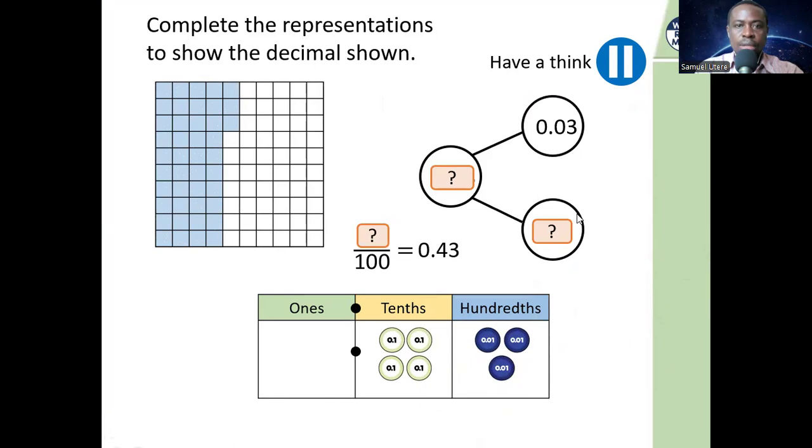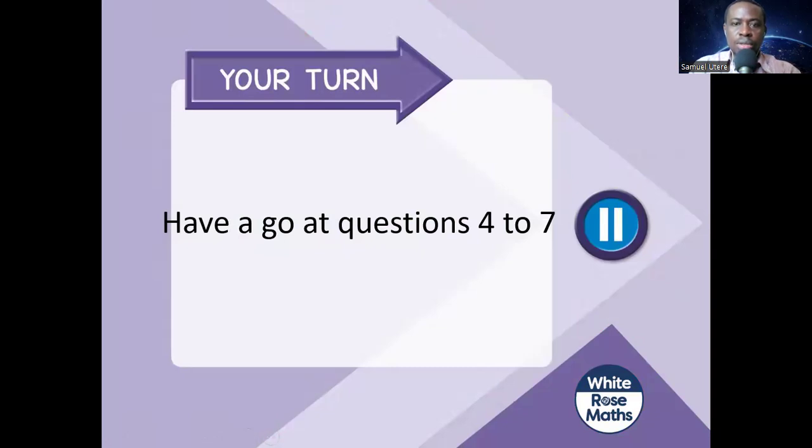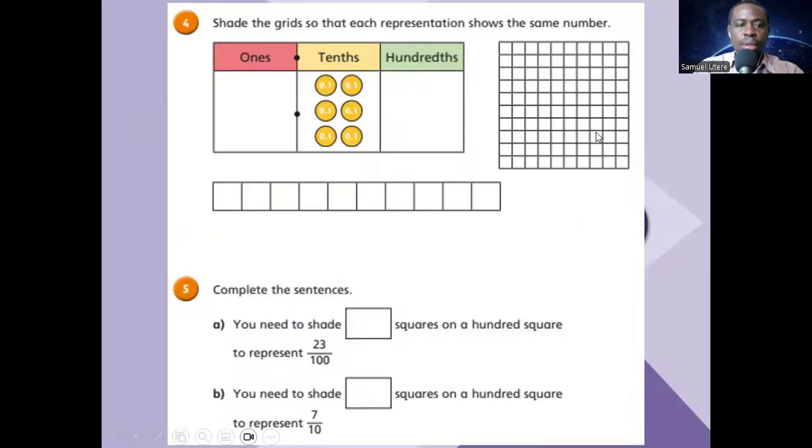And then if we write it in the place value chart, we'll have 4 counters in the tens column and 3 counters in the hundredths column, which represents these 3. In the part-whole model, we know 0.43 is the number. We already have 0.03, so we're going to have 0.4 here. And of course, that should be 43 on here. You pause the video and answer questions 4 to 7. Pause the video and answer questions 4 and 5 in 4 minutes.